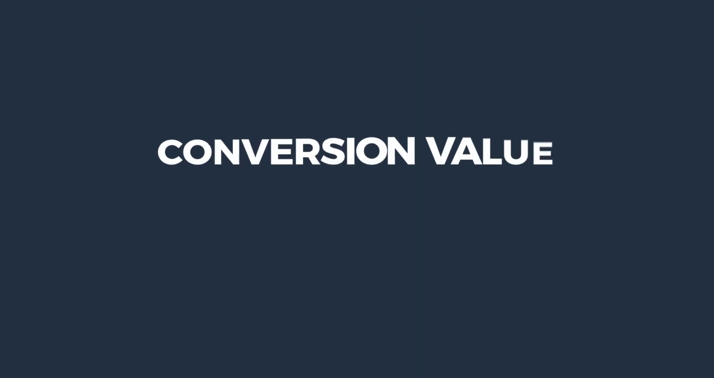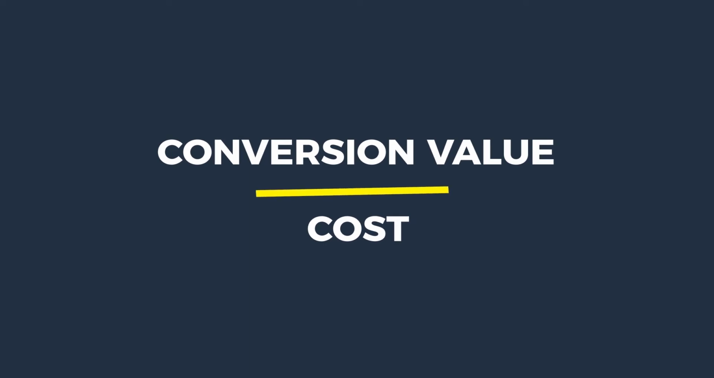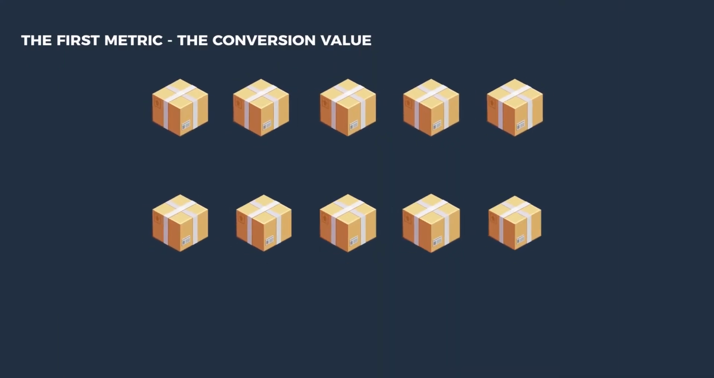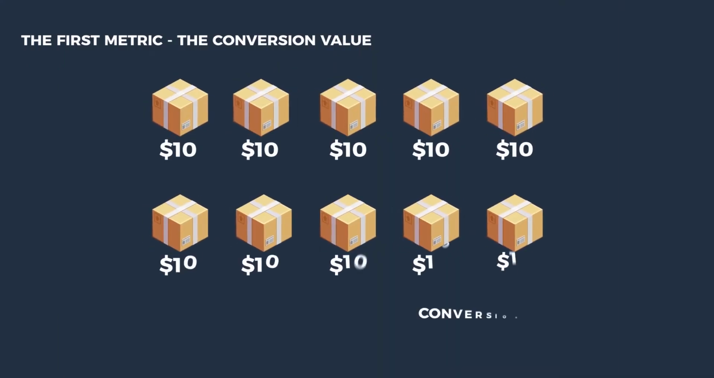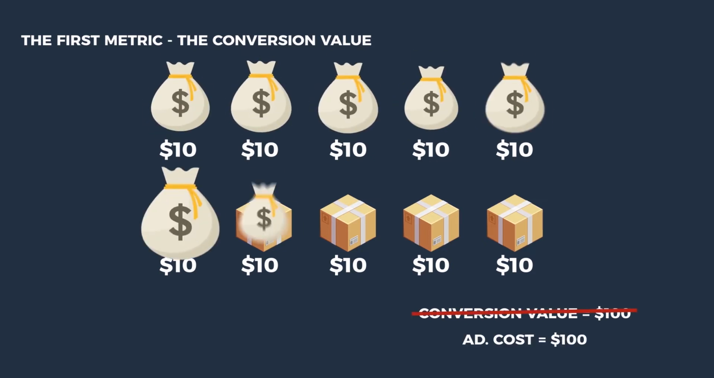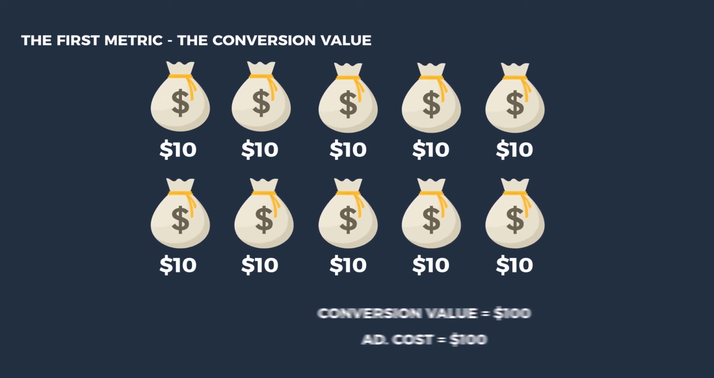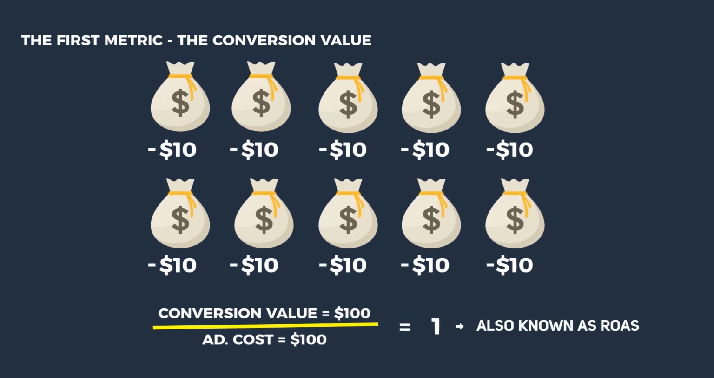So the first metric that we look at for an e-commerce product is actually the conversion value divided by the cost. So for example, let's say we have 10 items that we sell for $10 each. That's a conversion value of $100. Let's say it takes us $100 in ad costs to get that $100 in conversion value. Therefore, the conversion value divided by cost would equal 1.